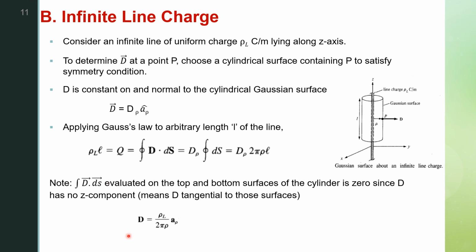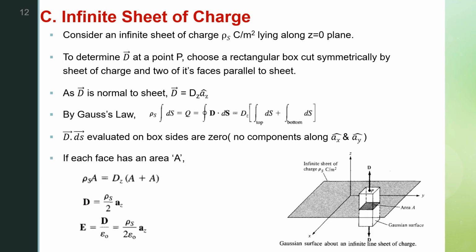Once you have electric flux density D, how will you compute electric field intensity? E is equal to D by epsilon 0. So this answer divided by epsilon 0 will give you the electric field intensity.